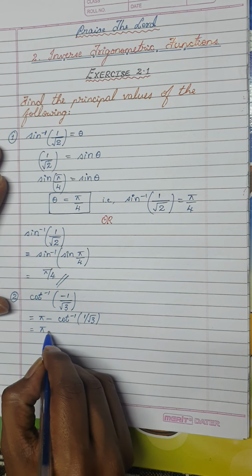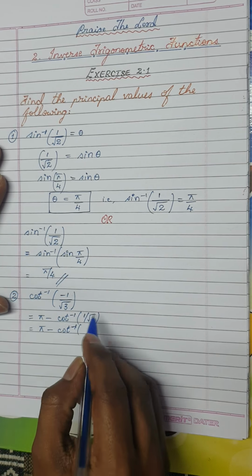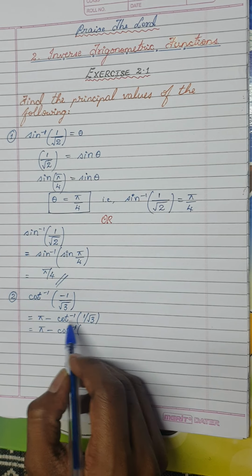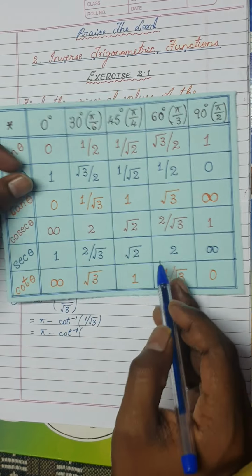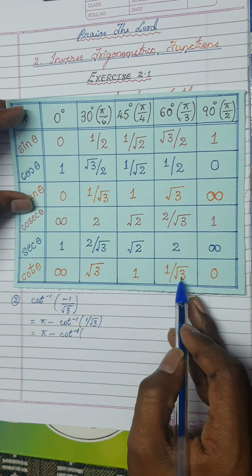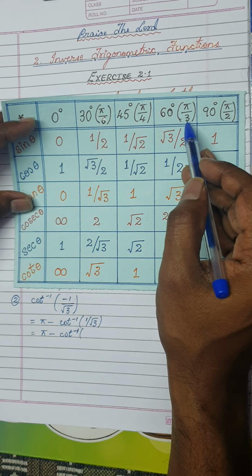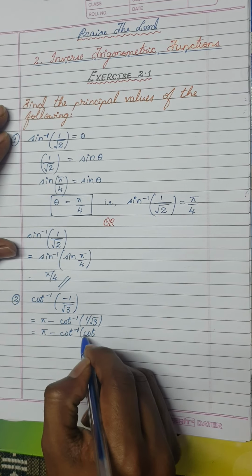So this is nothing but pi minus cot inverse of, now check for what cot value is 1 by root 3, that is the standard value of 1 by root 3 for cot. So for the cot, the standard value of 1 by root 3 is pi by 3. We know that cot 60 degrees is 1 by root 3. So I will write cot pi by 3. Cot inverse of cot pi by 3.